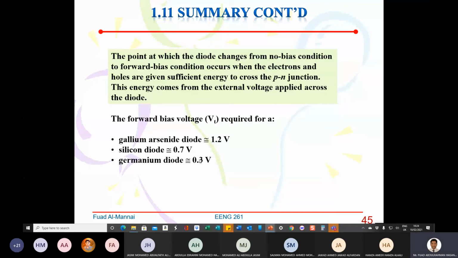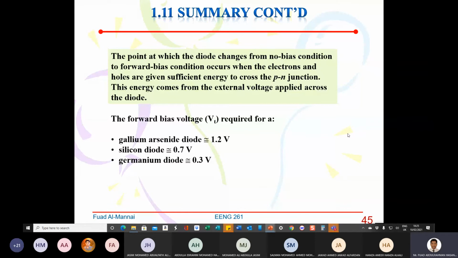Slide number 45. This is the summary. The point at which the diode changes from no bias condition to forward bias condition occurs when the electrons and holes are given sufficient energy to cross the p-n junction. We have seen that, right? This energy comes from the external voltage applied across the diode.